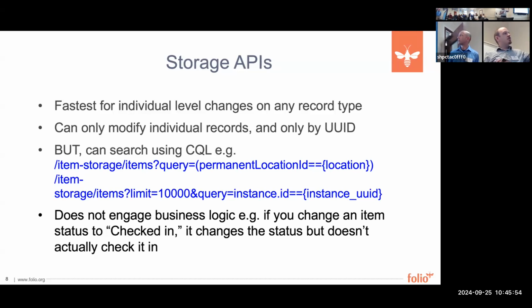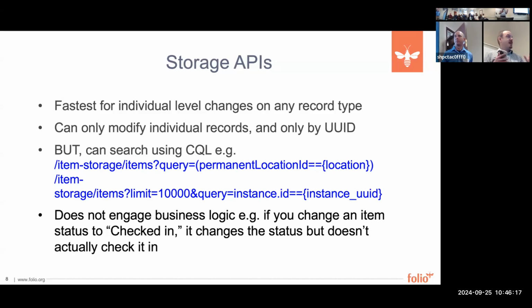You can use SQL searches in both the business logic APIs and the storage APIs, but only things that appear in the storage record as non-virtual attributes of the JSON objects can be searched using SQL. It has to be present in the storage object for it to be searchable.